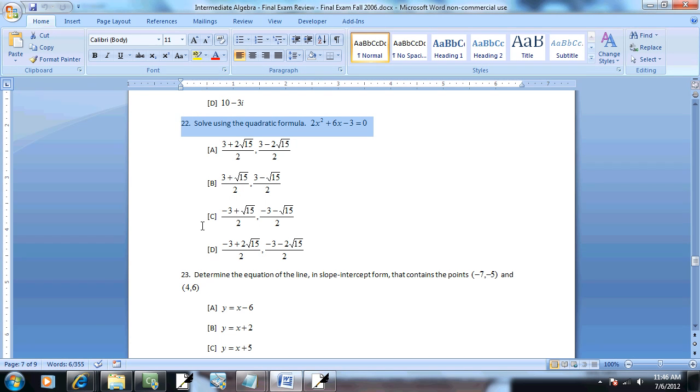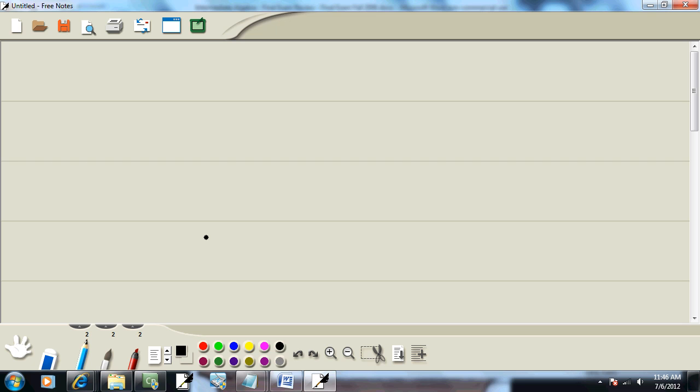Let's take a look at problem number 22. I want to solve this using the quadratic formula. Refresh your memory on the quadratic formula.